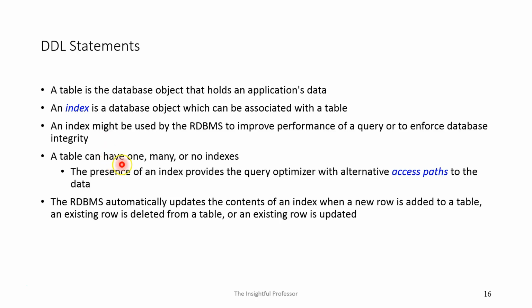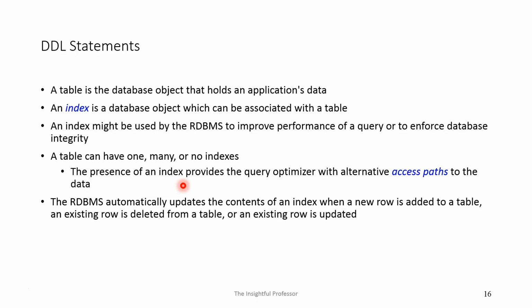A table could have one index, could have many indexes. It's possible for a table to be defined with no indexes. But whenever an index is present, it gives the optimizer more to think about, an alternative way to get at the data. So if I create a table and there are no indexes, the only way the optimizer can get to the data is to read every single row one by one. That's called a table scan.